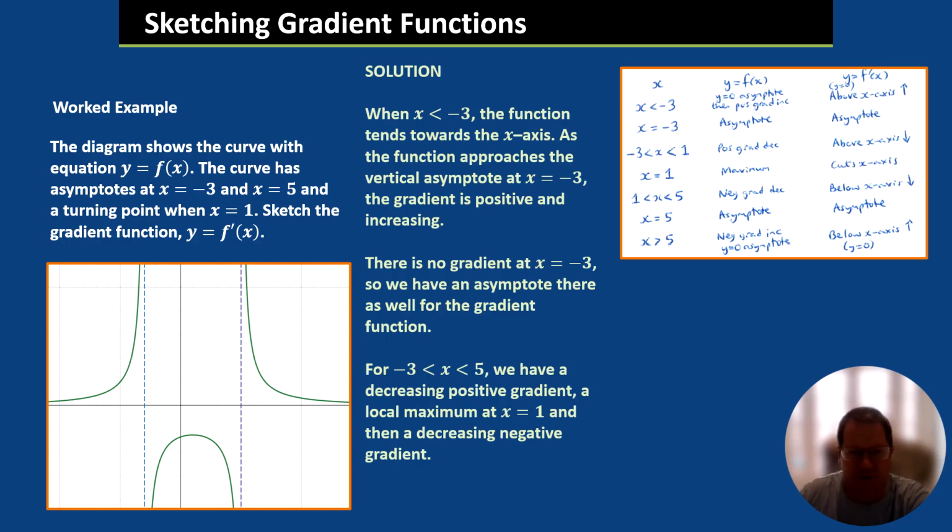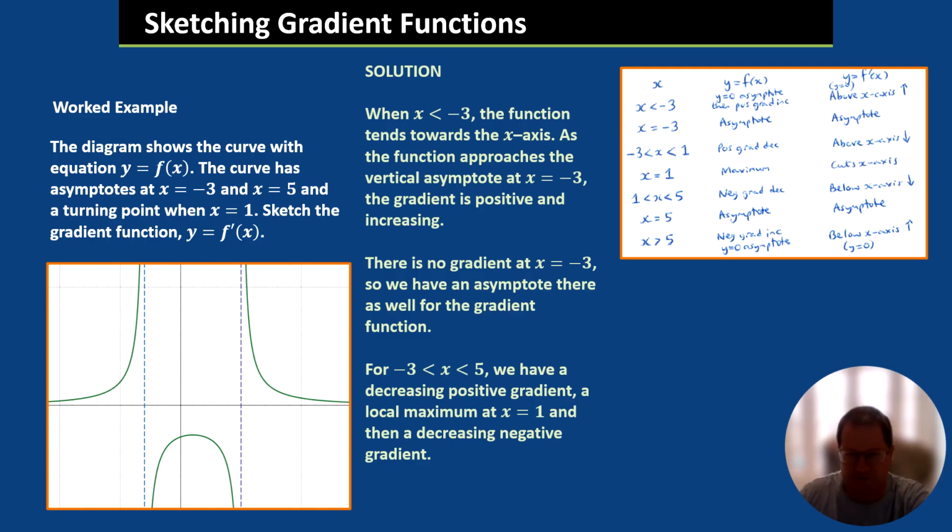One final worked example. The diagram shows the curve with equation y equals f of x. The curve has asymptotes at x equals -3 and x equals 5, and a turning point when x is 1. Sketch the gradient function y equals f dash of x. Solution. When x is less than -3, the function tends towards the x-axis.